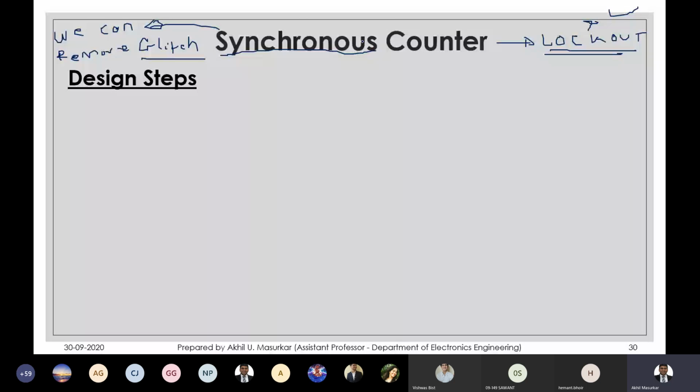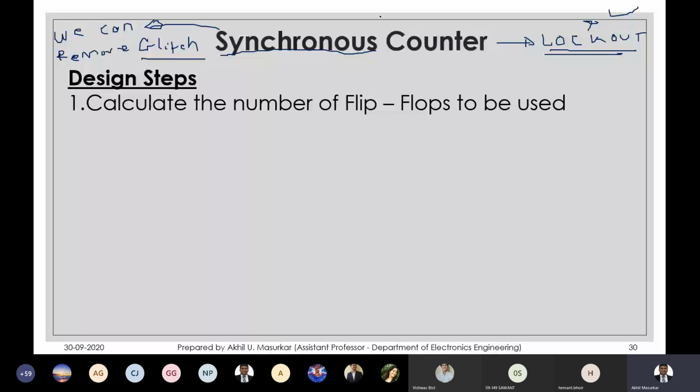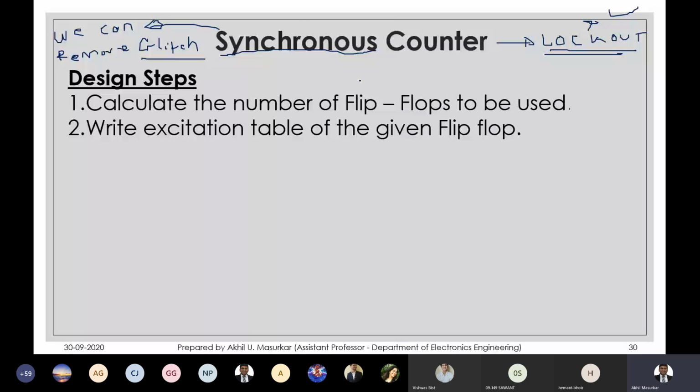First, calculate the number of flip-flops. That is slightly easy to do because if it's a mod 6 counter, I think everybody has got the knack of identifying how many flip-flops are to be used. Then step number 2, write the excitation table. Step number 3 would be calculating the truth table.